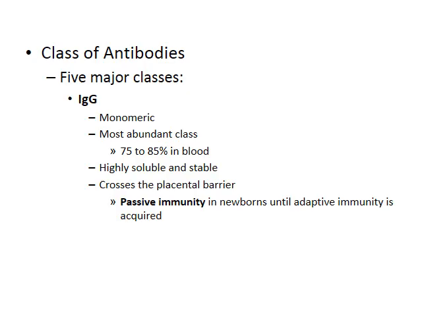So there's 5 major classes of antibodies, the first being IgG. This is going to be monomeric, which means there's only one antibody. So when you look at an IgG, you'll have this, only one. It's the most abundant class, with about 75 to 85% found in your blood, very soluble and stable, which is important, and it crosses the placenta barrier.